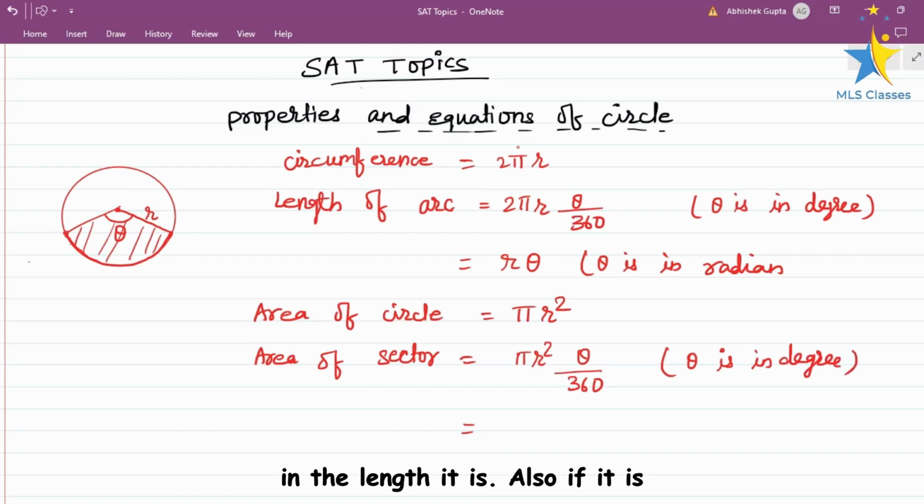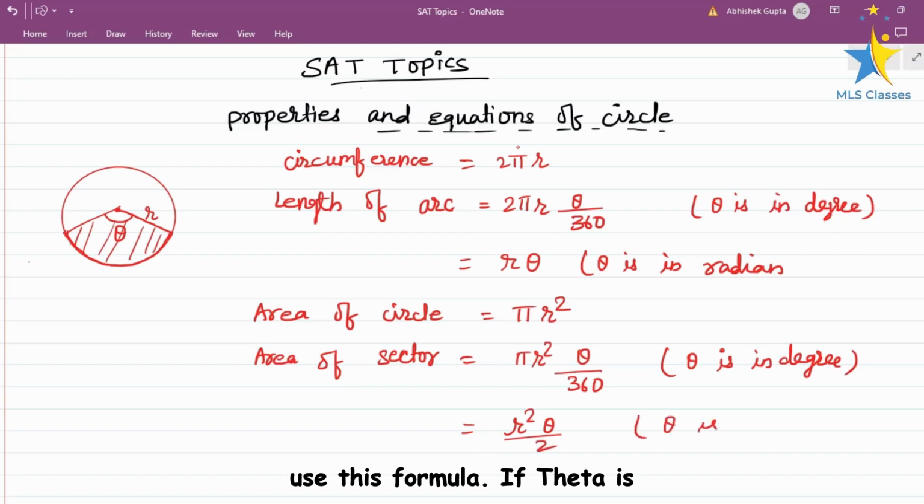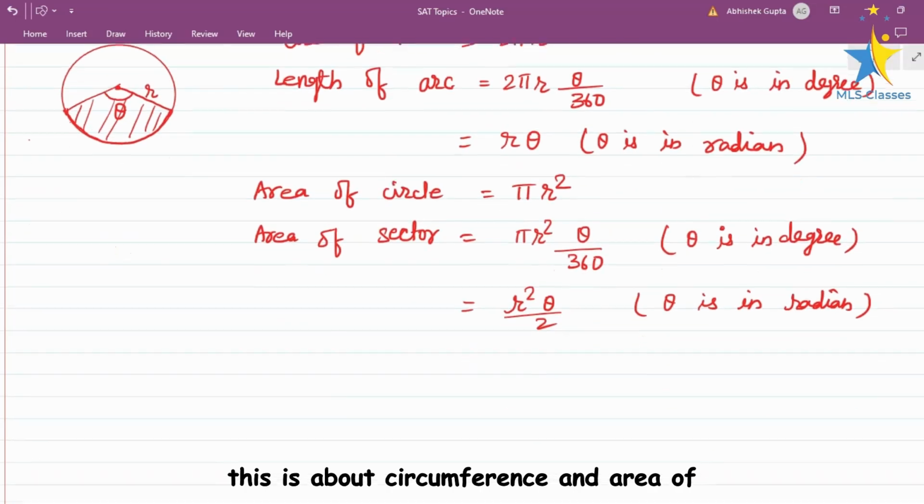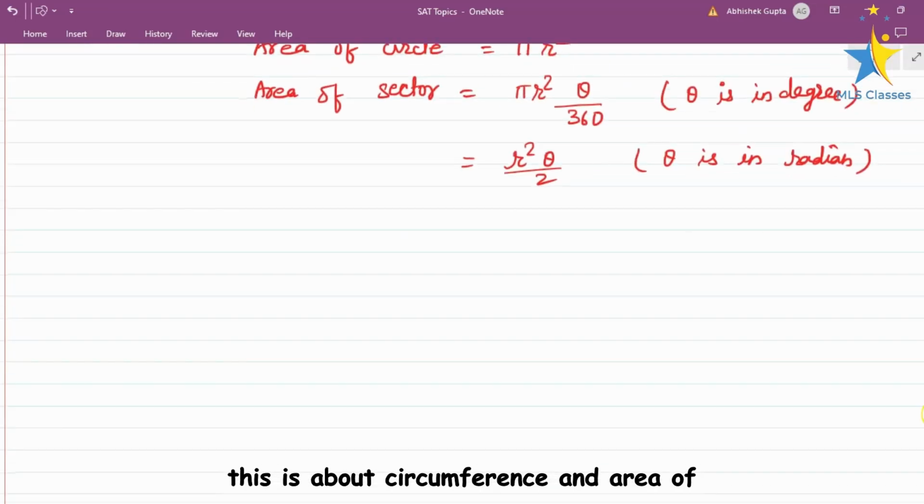If theta is in degrees, then we use this formula. If theta is in radians, then we will simply say r square theta over 2. This is about the circumference and area of a circle.